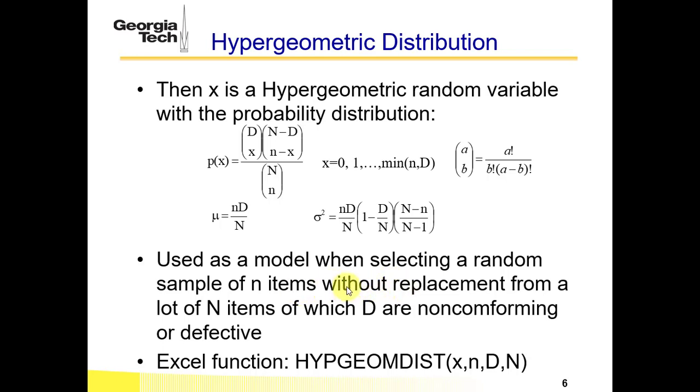This is the most important. It's a keyword, basically, from a lot of n items. N is the population, of which D are non-conforming, D are defectives. This is the Excel function for calculating the hypergeometric distribution.